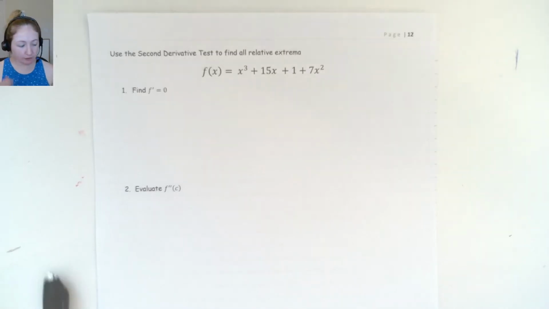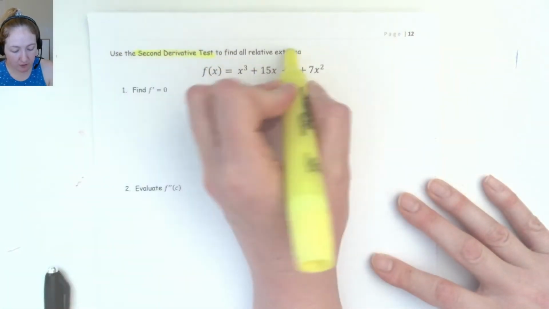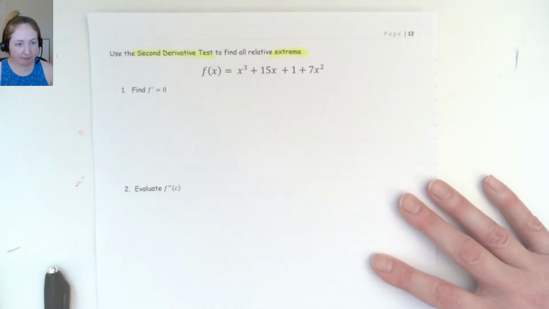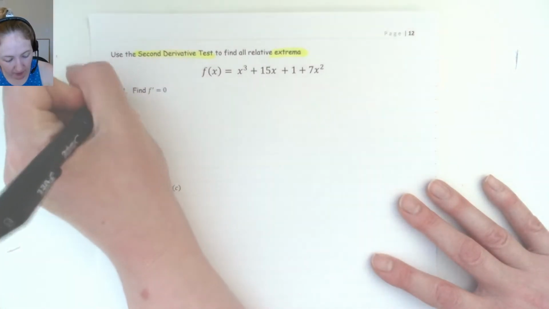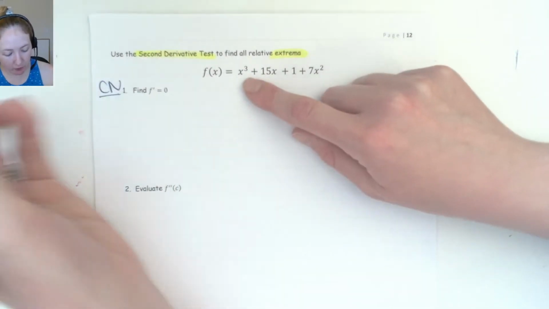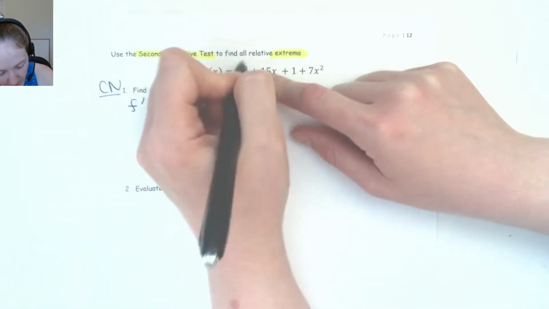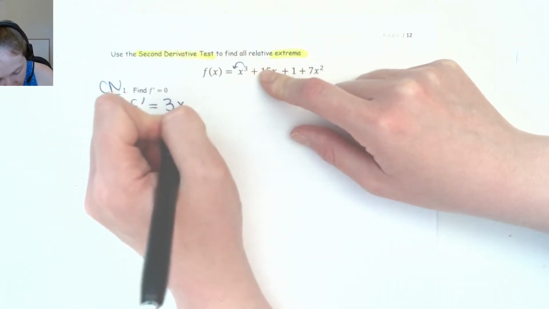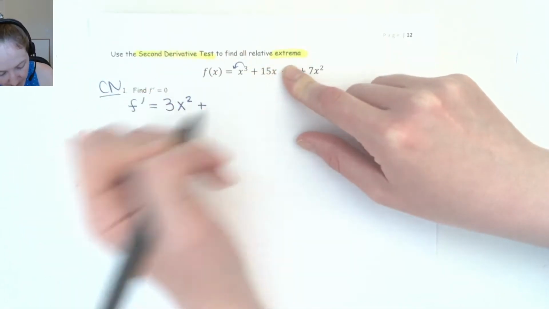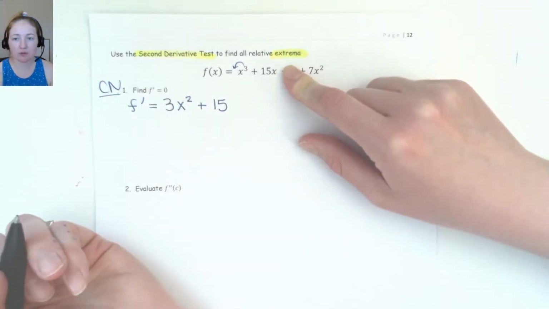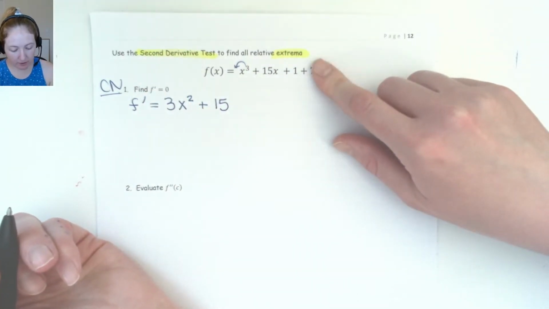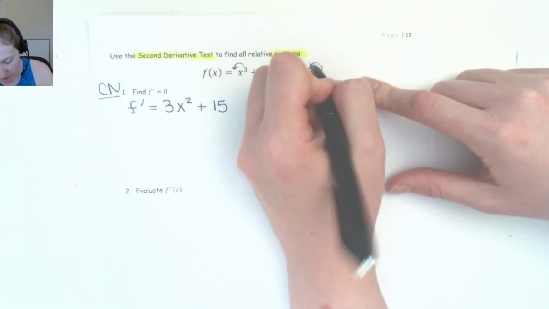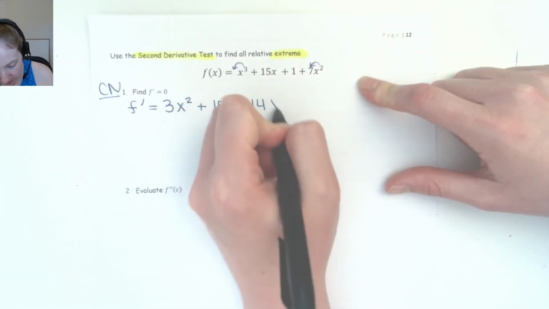All right, so here we're going to use our second derivative test again to find our extrema. Anytime you're finding extrema, the first step is our critical numbers. So we're going to differentiate here. The 3x squared plus the 15x is linear, so it goes to the coefficient. Plus 1 is a standalone constant, and then the 14x.